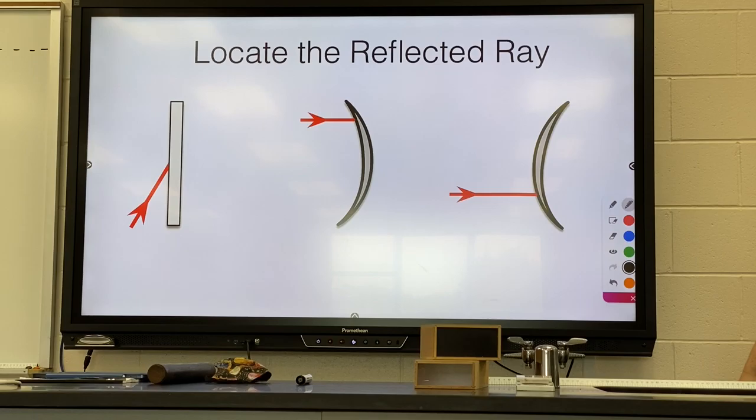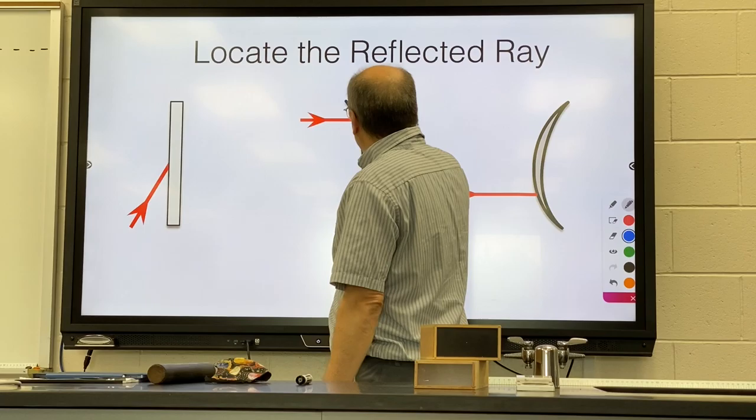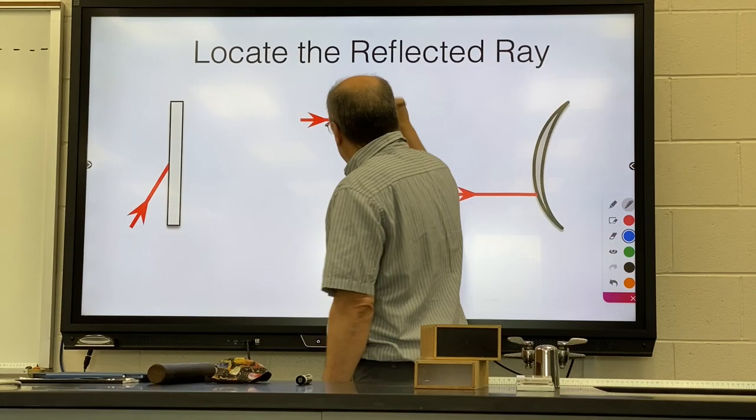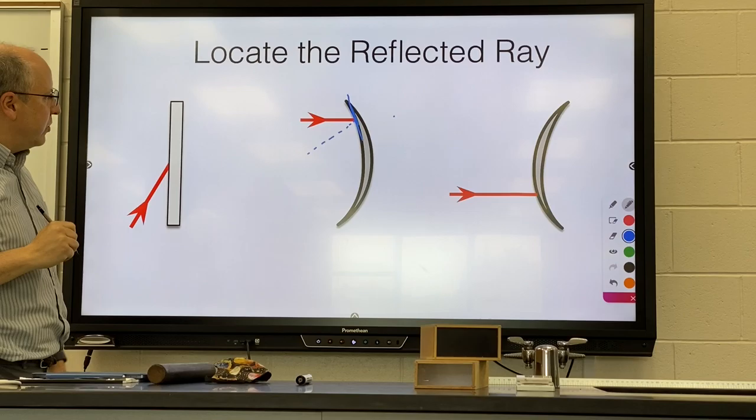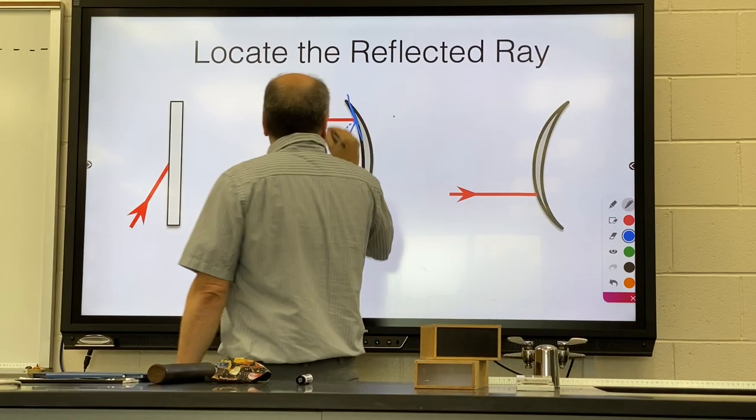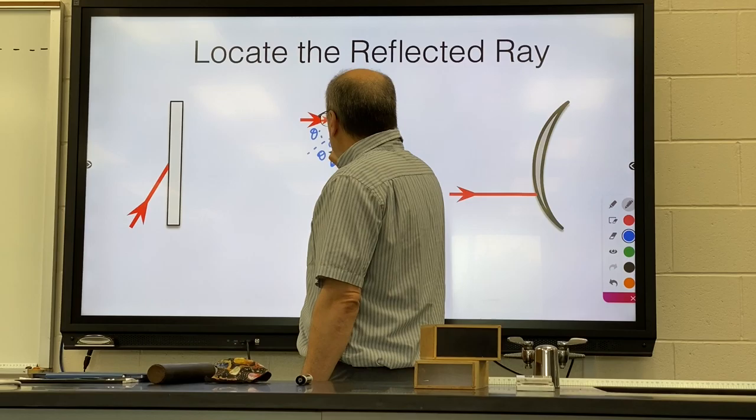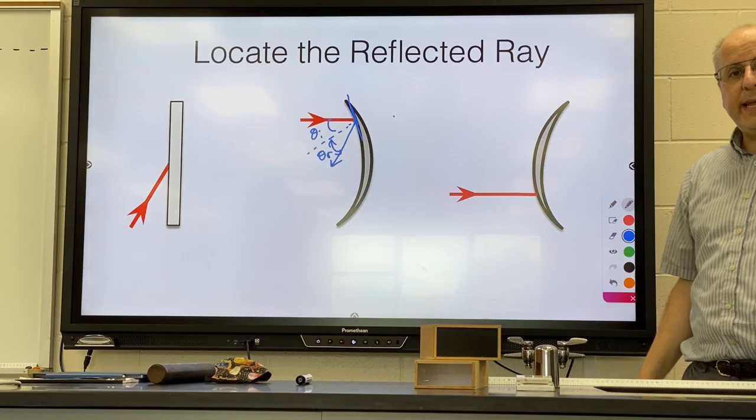So when you take a look at a mirror like this, that's curved, you try to imagine flattening the mirror out. Imagine a flat mirror that's angled the same as the mirror surface is at that point. So at the point where the light hit, our normal line would look something like that, and our reflected ray would go something like that. So this angle equals this angle, and the dotted line is perpendicular to the mirror at the spot where the light hit.